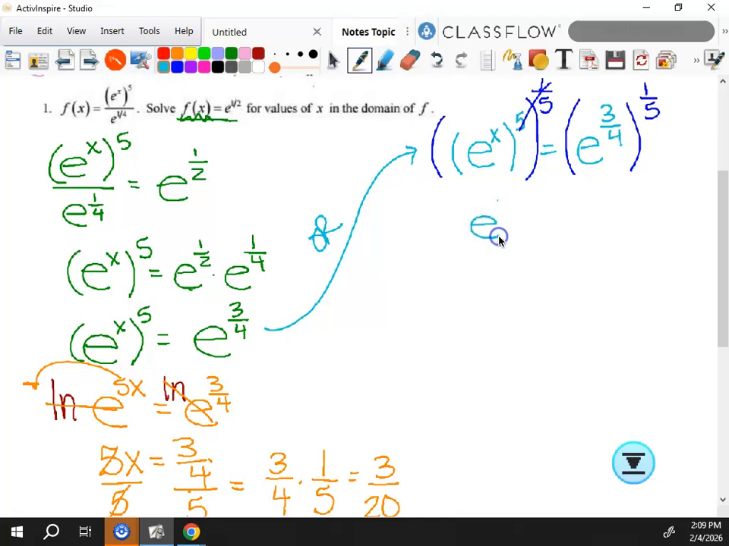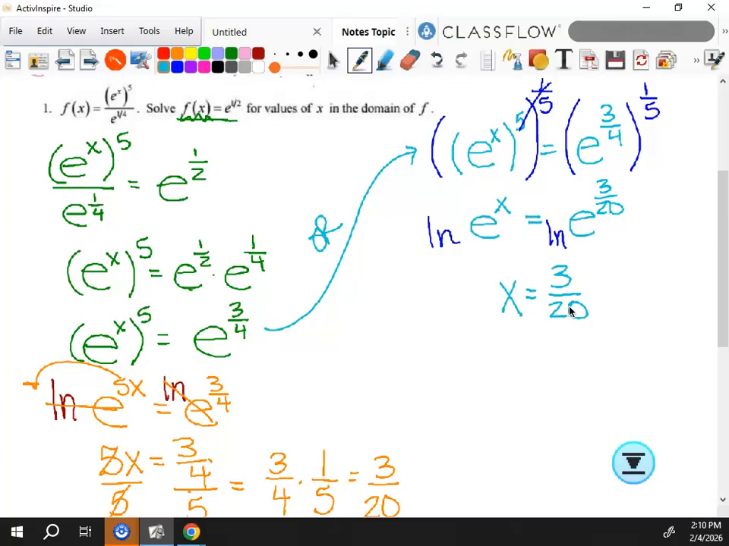So then e to the x is equal to, and it's a power to a power, so I multiply, e to the 3/20. And then when I take the natural log of both sides, I get x equals 3/20. Okay. So if you have an exponent to an exponent, you multiply it. Power to a power, you multiply. You add them. It's brand new information, isn't it? What about like the square root? No. All right. Any questions on this? Are we good so far?